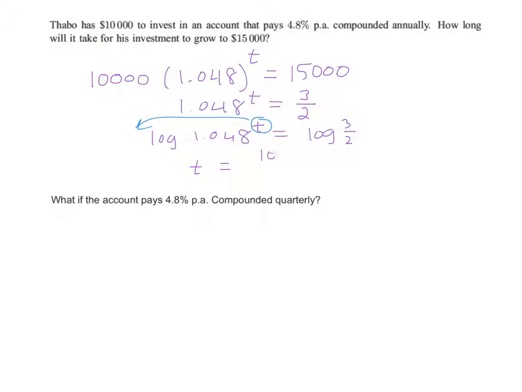So we have log of 3/2, which is log of 1.5, divided by log of 1.048. If you use a calculator, it comes out to be approximately 8.65 years.